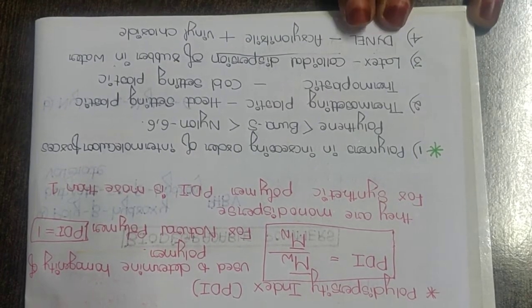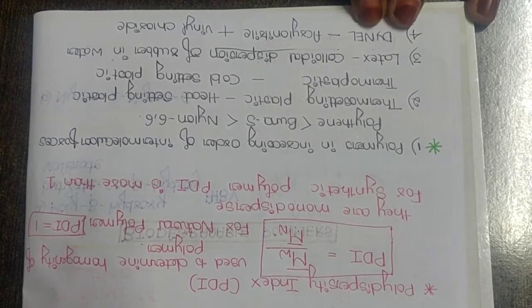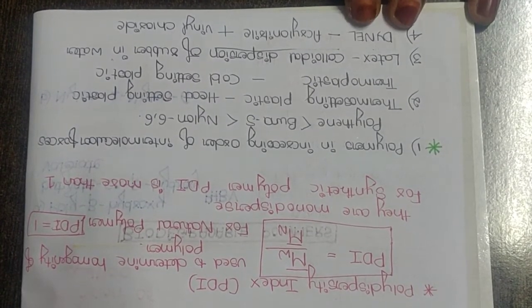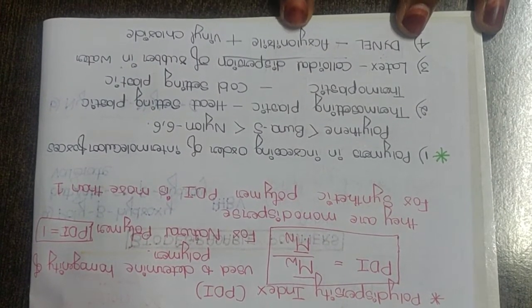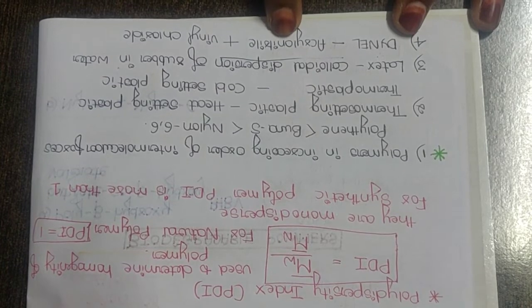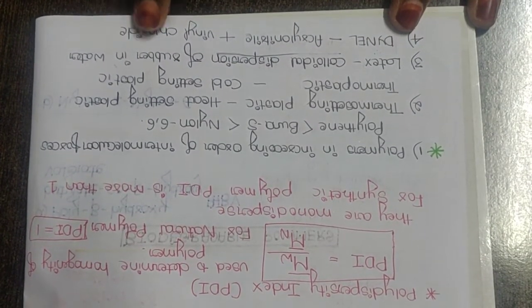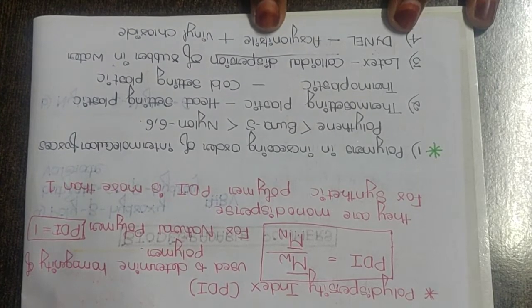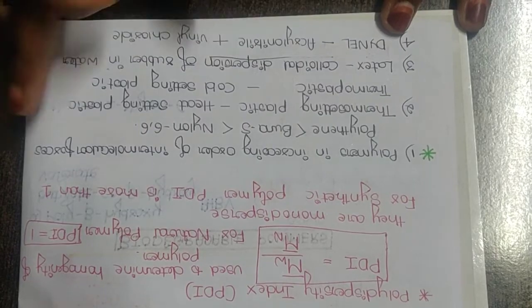And next, the most commonly asked question is what is Dynel. Dynel is a polymer which has two monomers, namely acrylonitrile, which we have repeated many times, and vinyl chloride. So vinyl chloride and acrylonitrile are the two monomers present in Dynel.